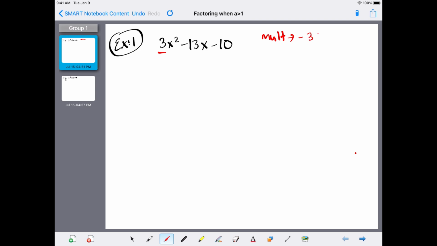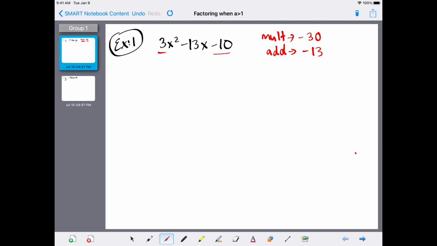So multiply to give negative 30, right? We get that from the 3 multiplied by the negative 10. And then they have to add to give the middle coefficient of negative 13. And again, before I go any further, always double check to make sure you can't common factor anything to start. And in this case, we can't. There's nothing in common between 3, negative 13, and negative 10, and there's not an x term for every single one either. So we can't common factor, but you should always check.